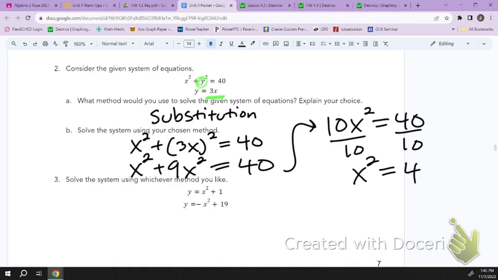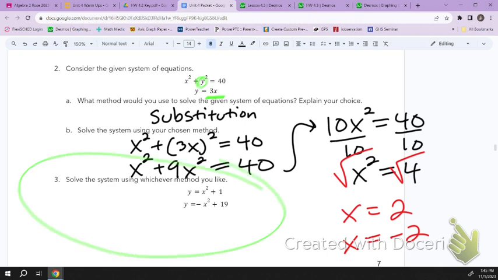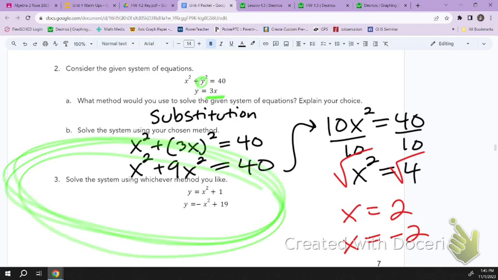Do the square root. When I square root, what happens? It cancels out the exponent. Do I have 1 or 2 answers? 2. X is 2 and x is negative 2. Fantastic. What I'd like you to do right now is number 3 with your team. It says solve the system using whichever method you like. Do you want to graph it on Desmos? Do you want to solve it by hand? I'm going to let you choose right now.